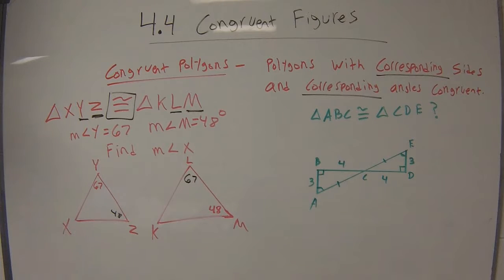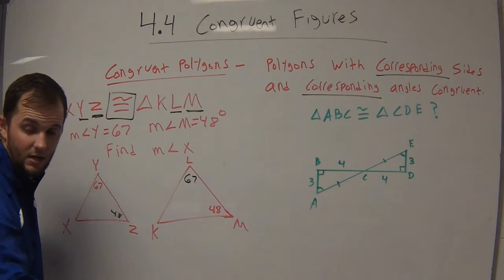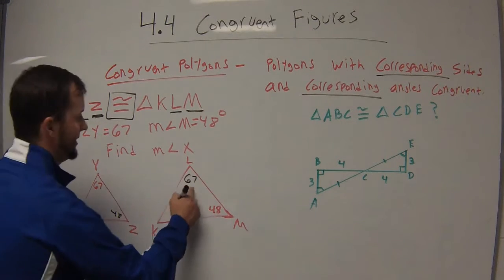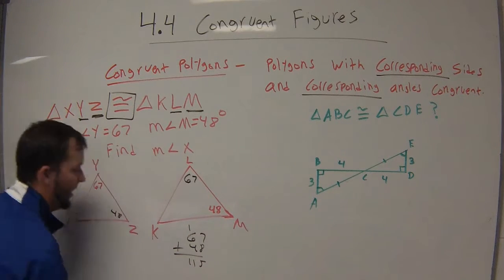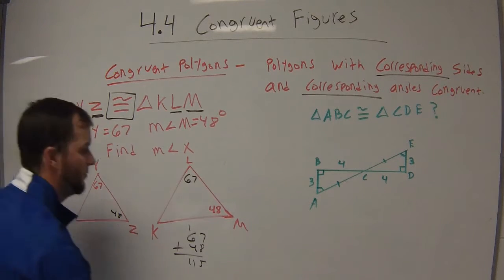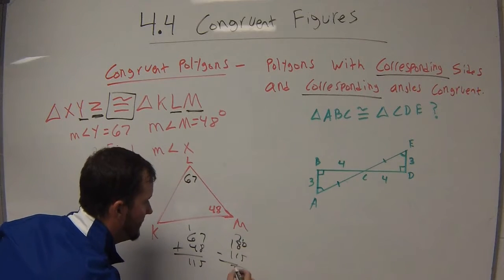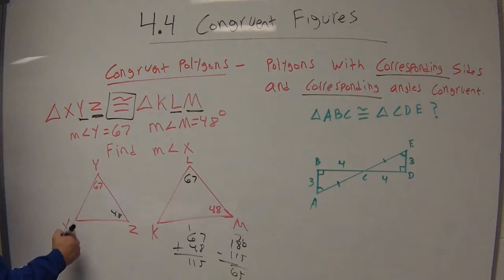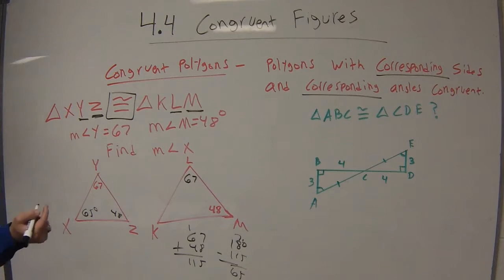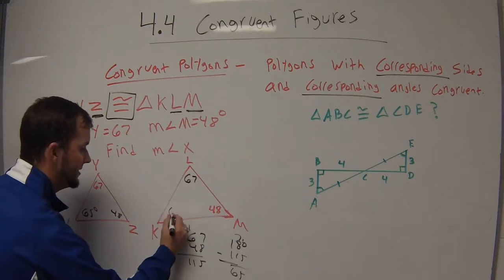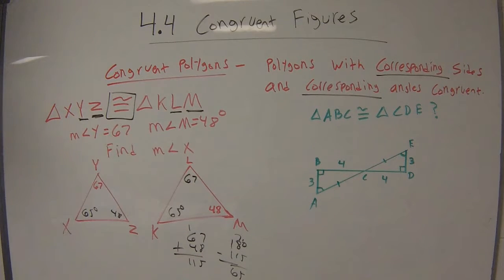Now I know that all three angles of a triangle add up to 180 degrees. So in order to find this, I can do 67 plus 48, which is 115. Then I subtract that from 180. So 180 minus 115 is 65. That means angle X is going to be 65 degrees. Then, since X is 65, K would be 65 as well. Since they told me that these are congruent, I can fill in all that information. It helps me figure that out.